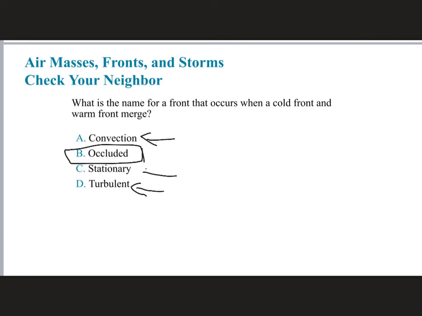There is something, though, called a stationary front. What do you think a stationary front is? Guess what it is? It's a front that's not moving. So if you ever hear someone talk about a stationary front, it's pretty obvious what they mean. But again, just to recap, what is the name for a front that occurs when a cold front and a warm front merge? We call that an occluded front.